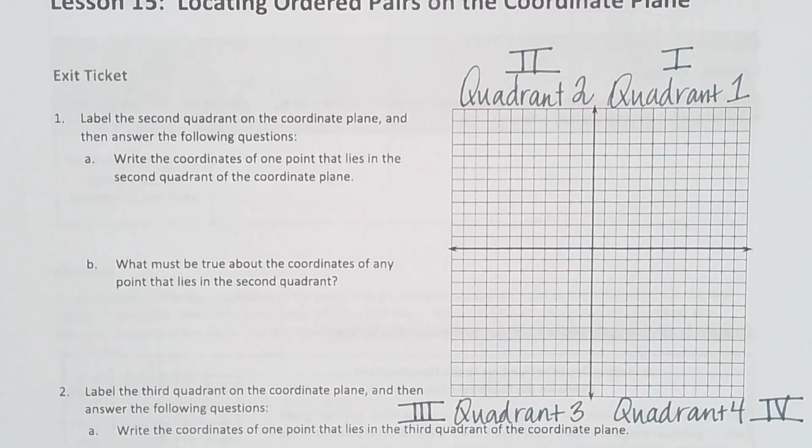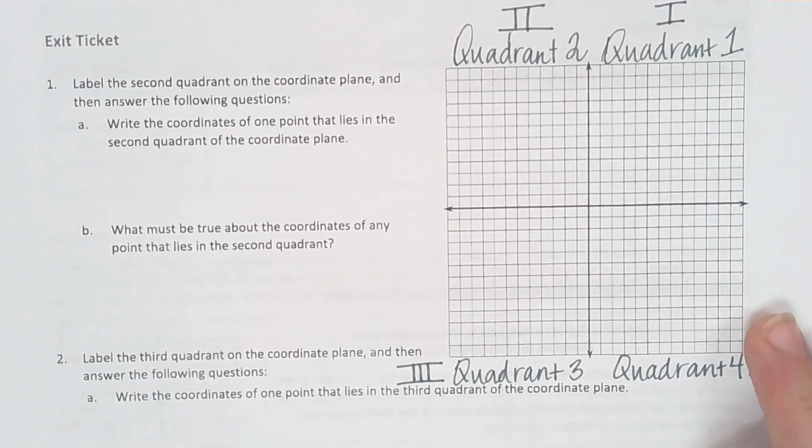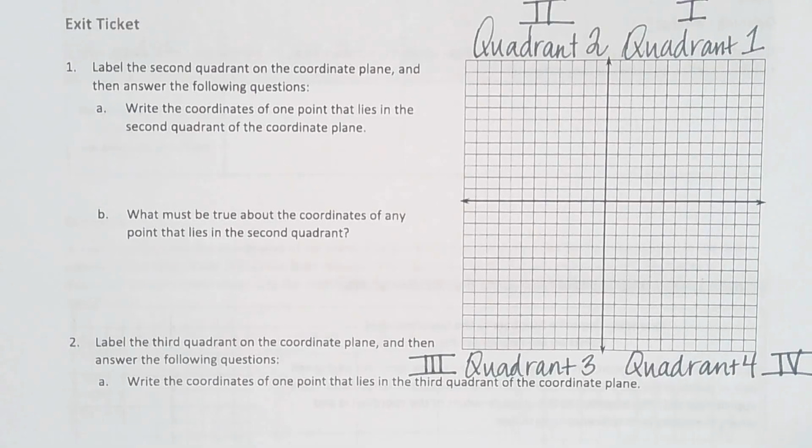On number 1, it asked us to label the second quadrant. Well, we just went ahead and labeled all the quadrants, just for a good review. This is a review of yesterday's lesson. We're going to make sure that we understand it before we begin today's.